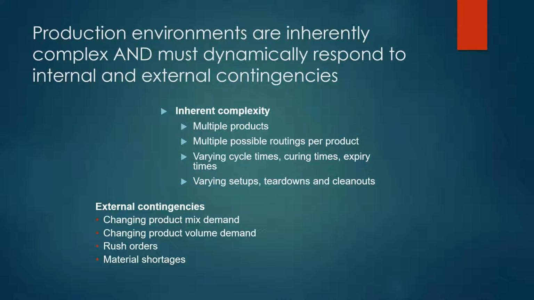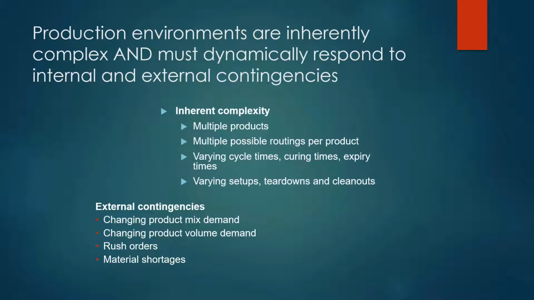unchanging, and that's where we get into our external contingencies. There is over time a changing mix of product demand and changing product volume demand. This could be due to seasonal cycles. It could be due to secular changes in the marketplace. But a schedule that worked for you in 1 week of 1 year, it almost certainly won't work for you the same week a year later.